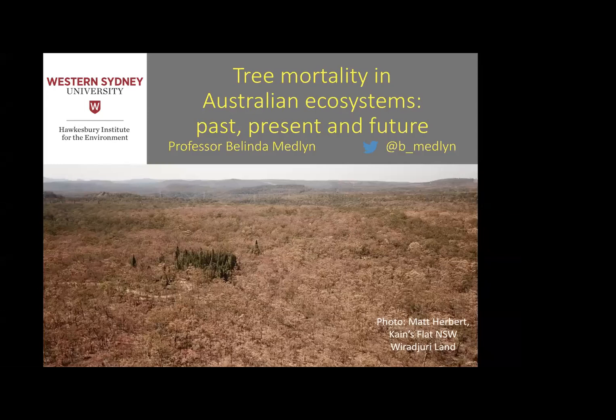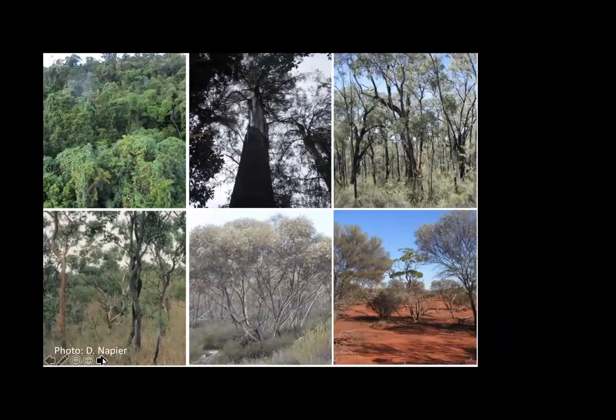Before I begin, I would just like to pay my respects to the traditional owners of the land on which I work and live. So this photograph, for example, is taken from Cairns Flat, which is on Wiradjuri land, out near Mudgee. And this photograph was taken in about January 2020. And I'll talk a little bit more about where this photograph comes from in a little minute.